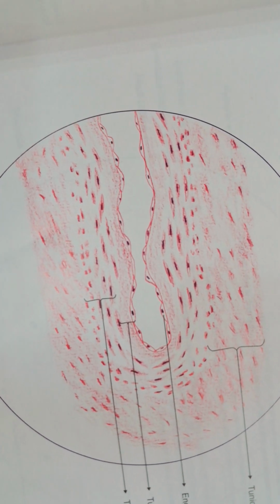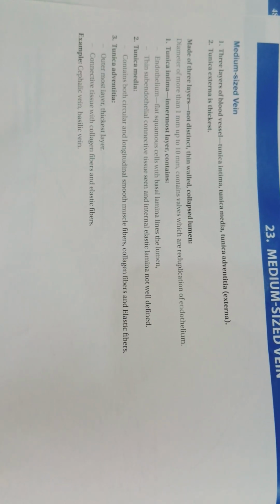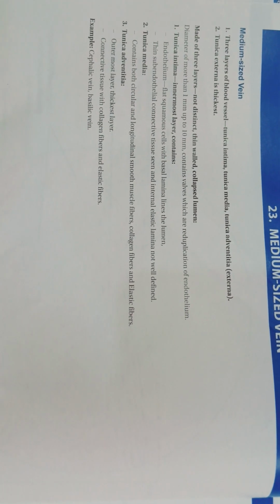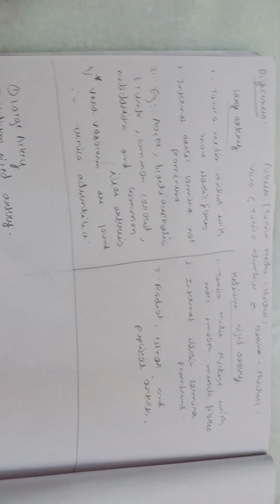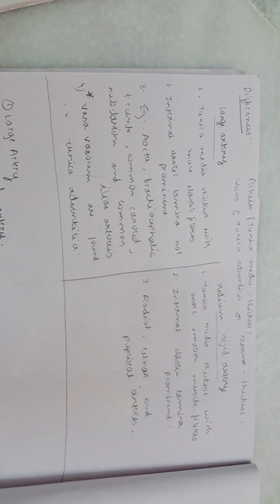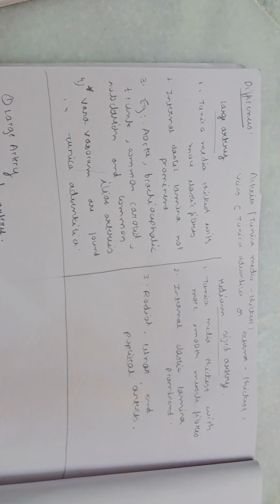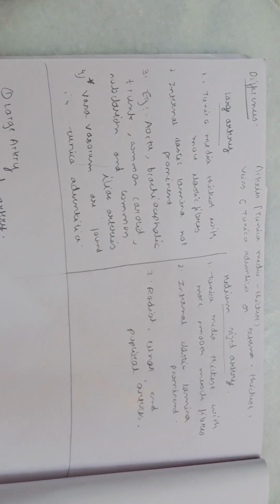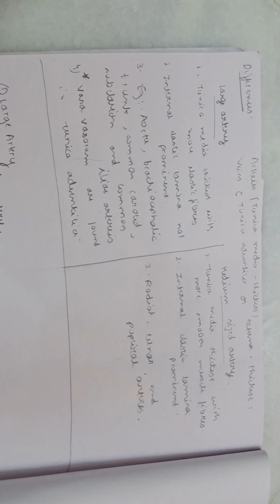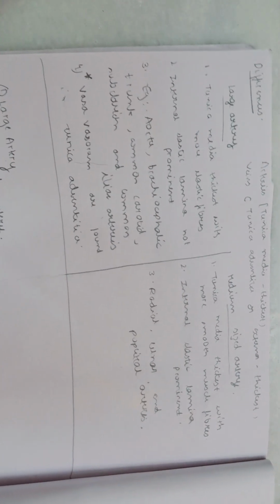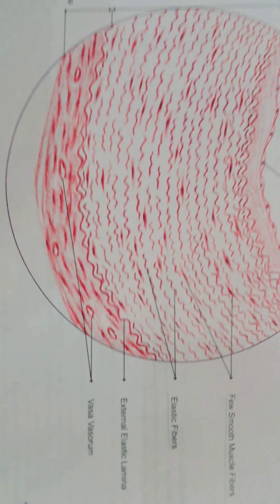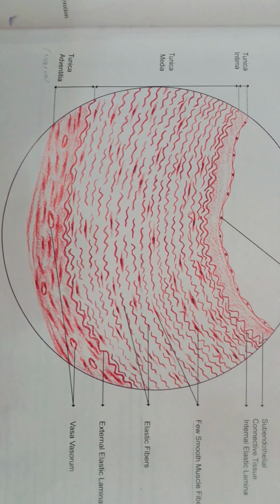Examples include cephalic vein and basilic vein. These are the identification points of medium-sized vein. So let's revise this. The difference between arteries and veins is that in arteries tunica media is thicker, whereas in veins tunica adventitia or externa is thickest. And the large artery consists of 3 layers: intima, media and adventitia.